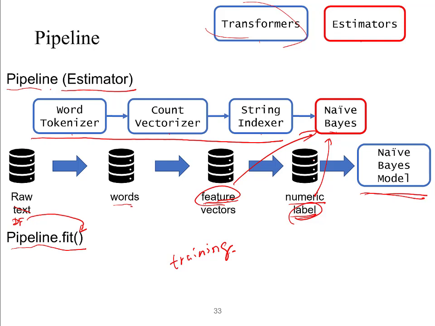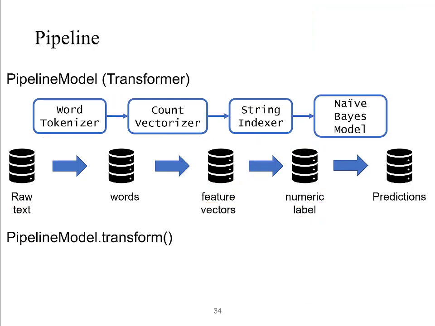Also, in sklearn, they use the same method name, fit. Now, after we have called pipeline.fit, we would have a pipeline model, right? And it is essentially a transformer or a list of transformers. That's why you can call the transform method.